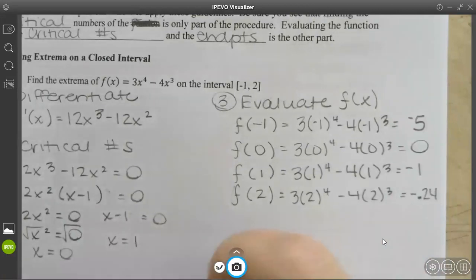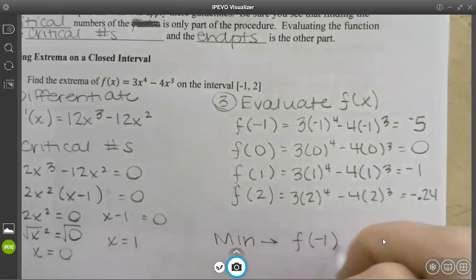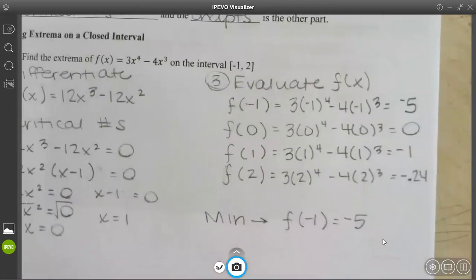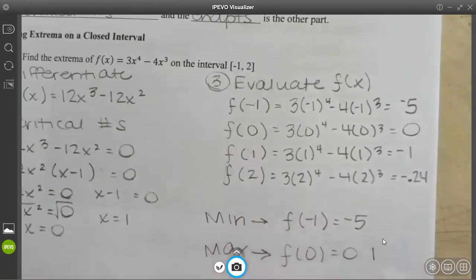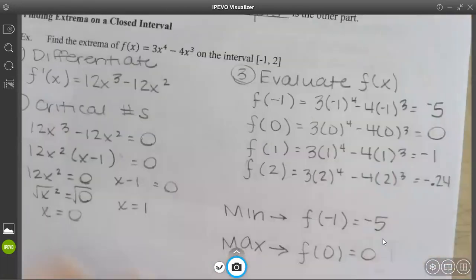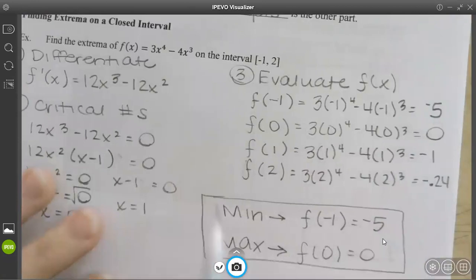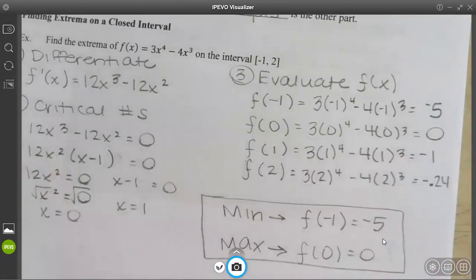What is your lowest? So that's your minimum. What's your highest? And that's it. Any questions? Same 3 steps. Find your derivative, find your critical numbers, and then evaluate into the original function.